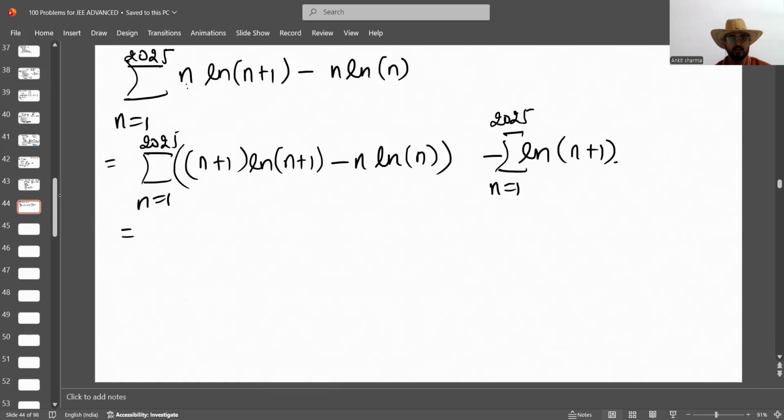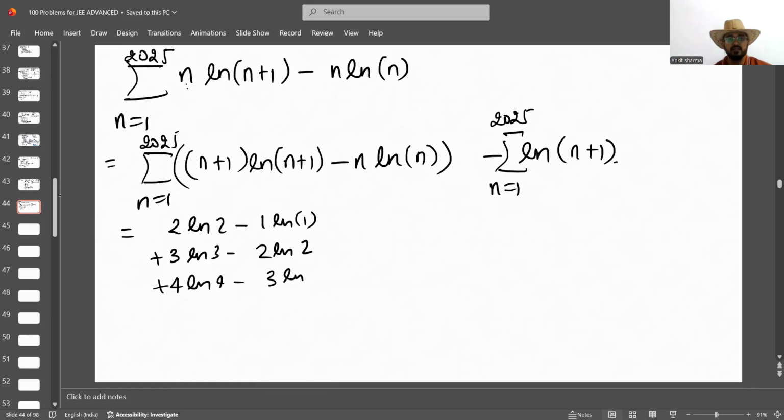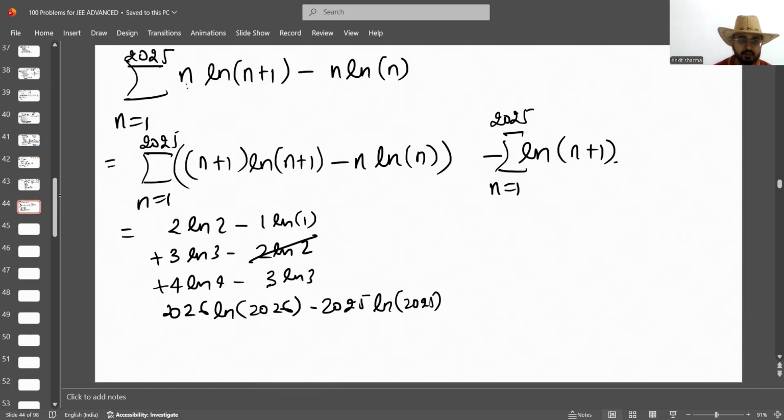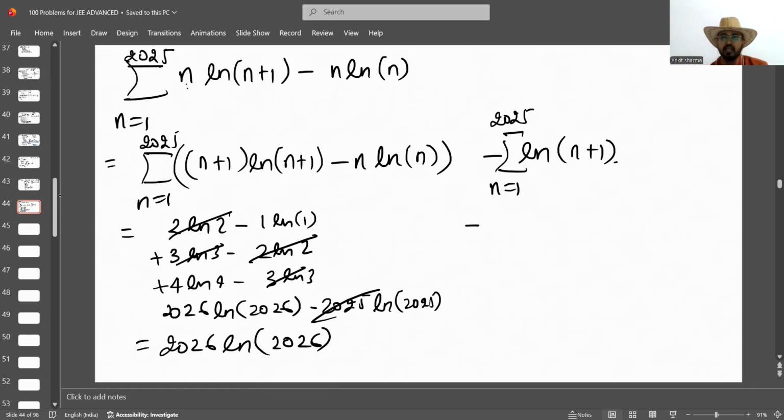And here if you see, this is n is equal to 1. So I get here 2 ln2 minus 1 ln1. And then similarly, next one will be 3 ln3 minus 2 ln2, and then plus 4 ln4 minus 3 ln3. And last one will be 2026 ln 2026 minus 2025 ln 2025. And you see this is a telescope, so all these terms would go away and we are left with only 2026 ln 2026. And regarding this part, this is nothing but ln summation.